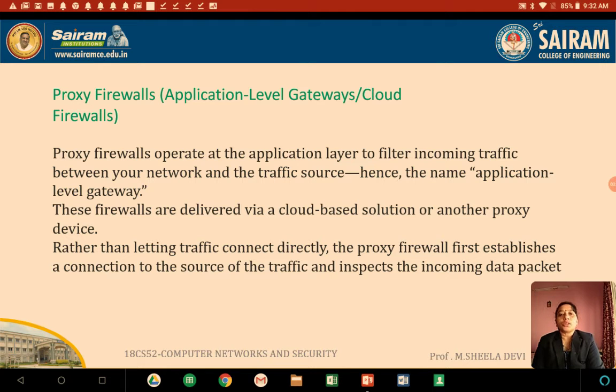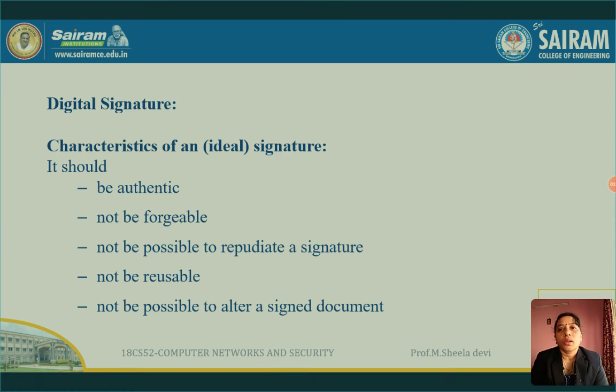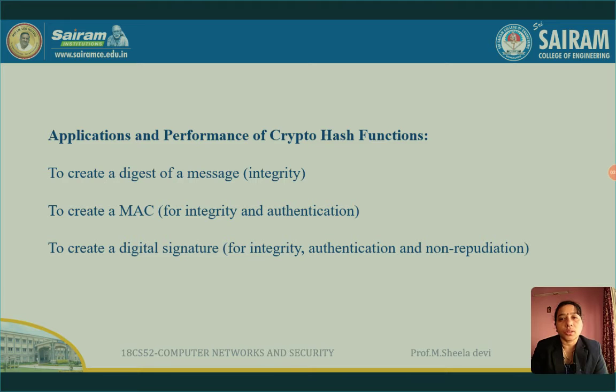Rather than letting the traffic connect directly, the proxy firewall first establishes a connection to the source of the traffic and inspects the incoming data packet. As I said, it is not going to connect directly. First, it will establish a connection to the source of the traffic and inspect how the data is going to be sent or received. This is regarding the proxy firewall.